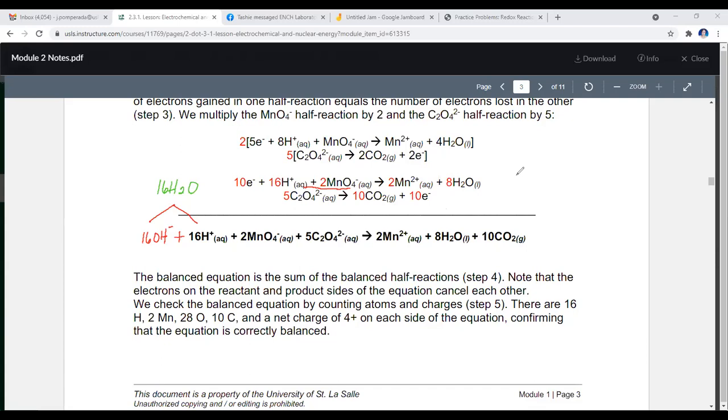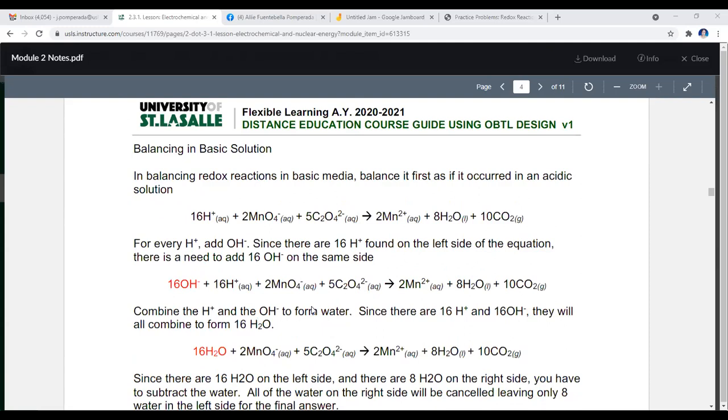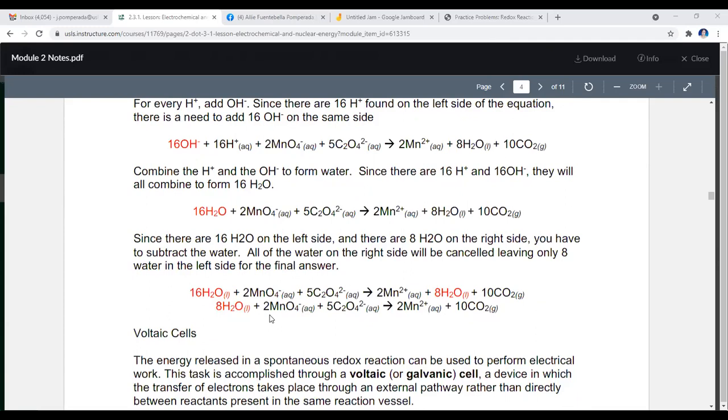You subtract water. So 8 on this side, and 8 on the other. So no water will be seen here. You have 8 moles of water on the left side. Do you get it? So, we'll see. I'll clear the drawings, the markings, and we'll scroll down. Okay. See this? This is the one that we did.